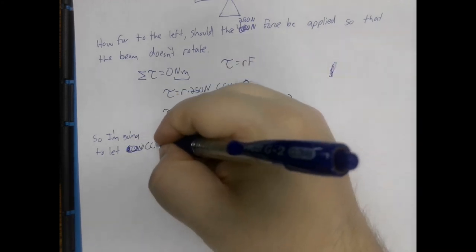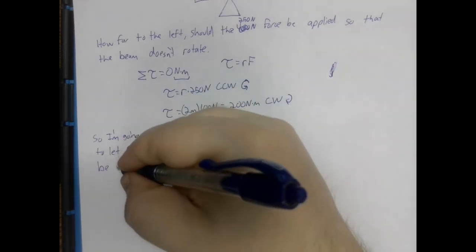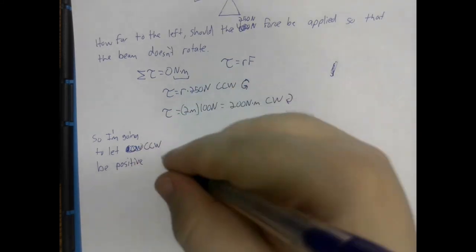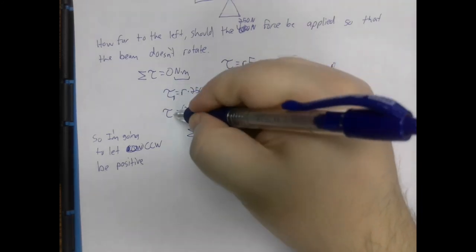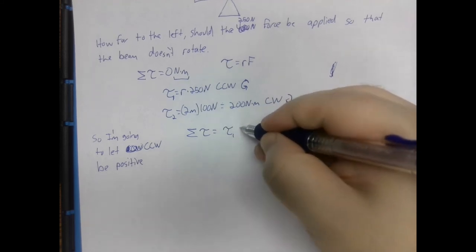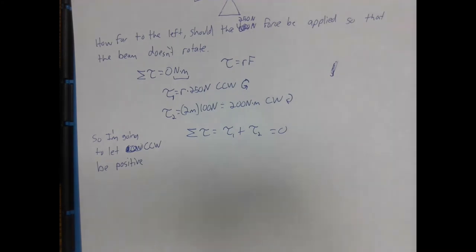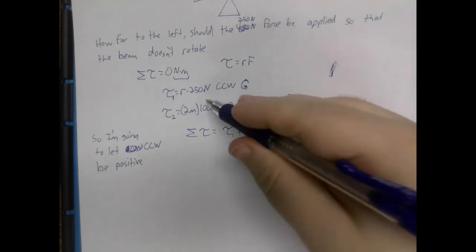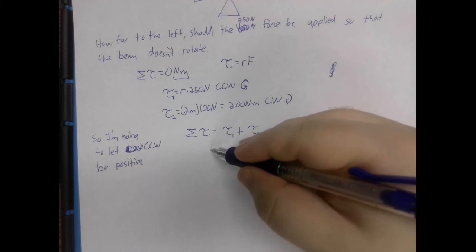I'm going to let counterclockwise be positive, because it contains my variable, the one I'm solving for. So my sum of torques, I call this torque 1, this torque 2. My sum of torques equals torque 1 plus torque 2, and that's equal to 0. So I'm letting counterclockwise be positive. When I plug this in, that'll be R times 250 newtons, and it'll be positive.